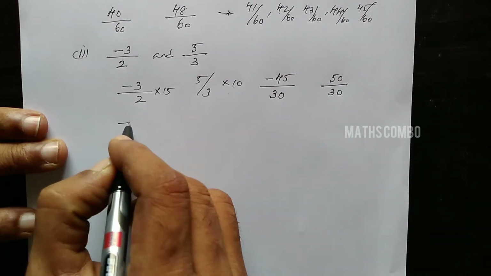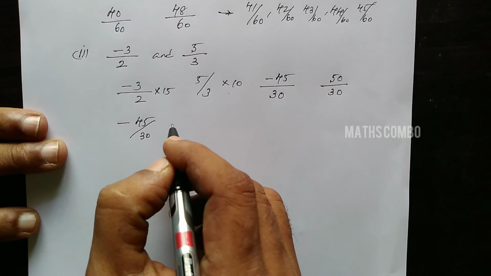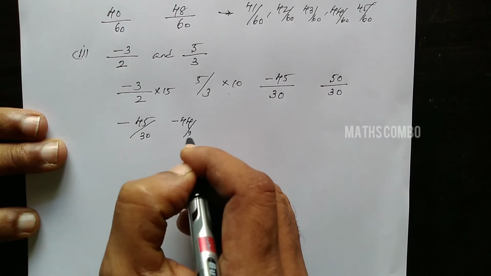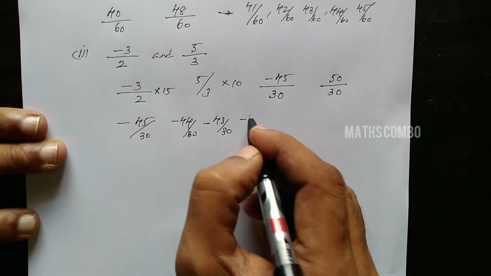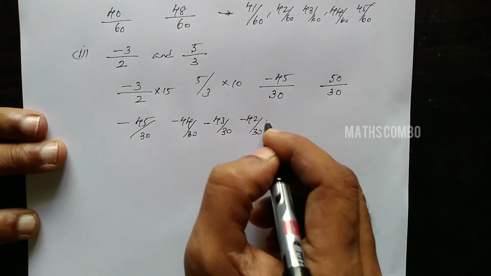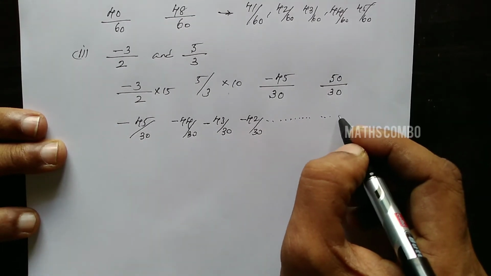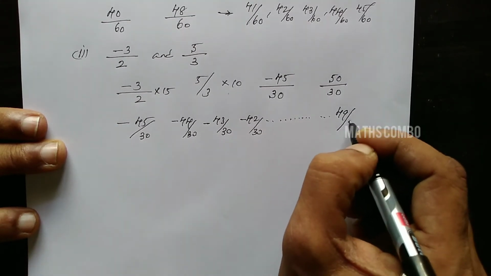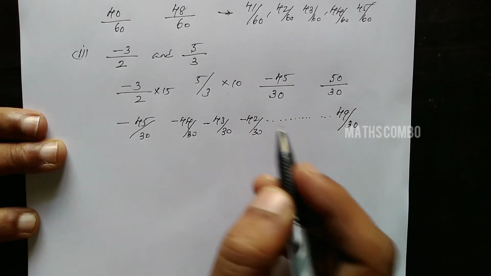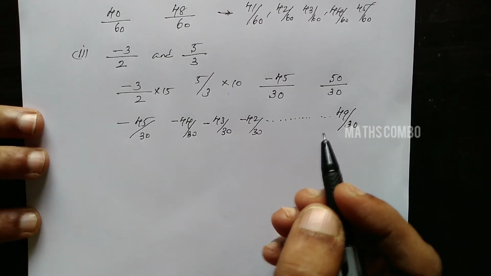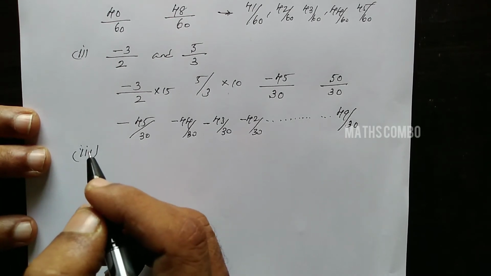So the numbers in between are minus 44 by 30, minus 43 by 30, minus 42 by 30. It will go on like this till we get 49 by 30. So all the numbers in between are there. We just have to write 5 numbers. Okay. Now we will go for the third sum.